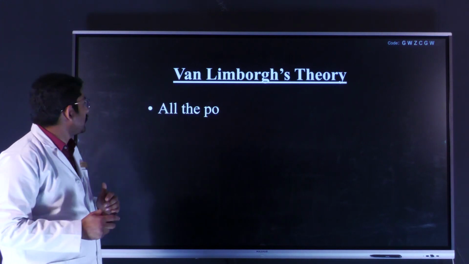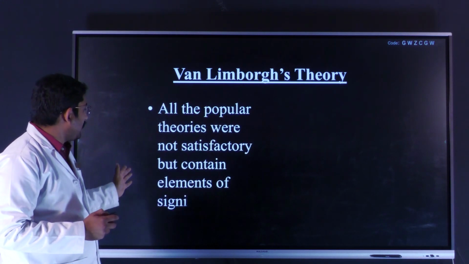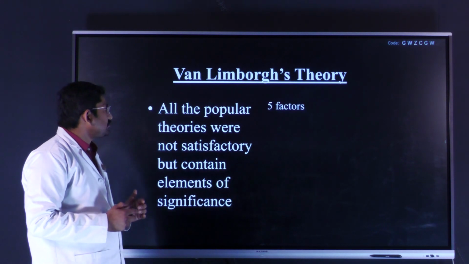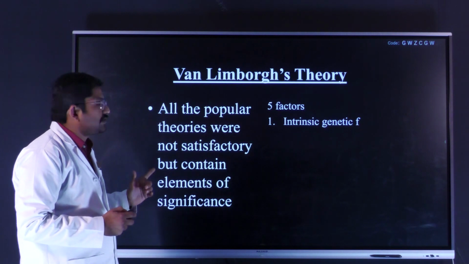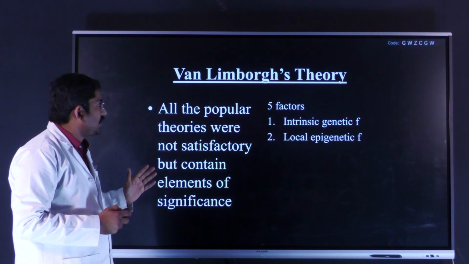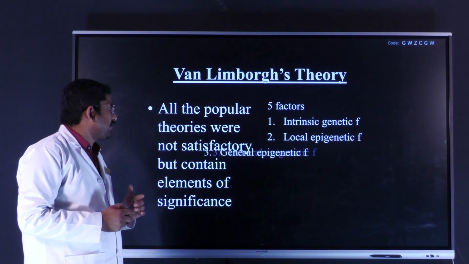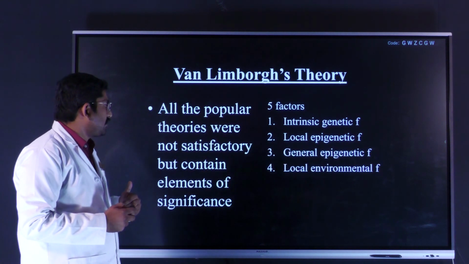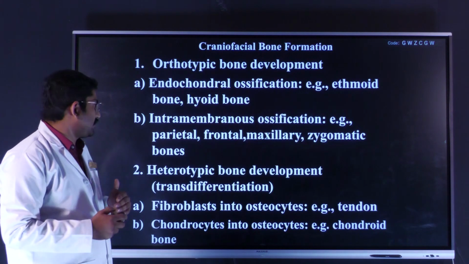Coming to the Van Limbach theory, all the popular theories were not satisfactory but contain elements of significance. So the 5 factors according to the Van Limbach theory are the intrinsic genetic factors, the extrinsic genetic factors, the local epigenetic factors, the general epigenetic factors, the local environmental factors, and the general environmental factors.